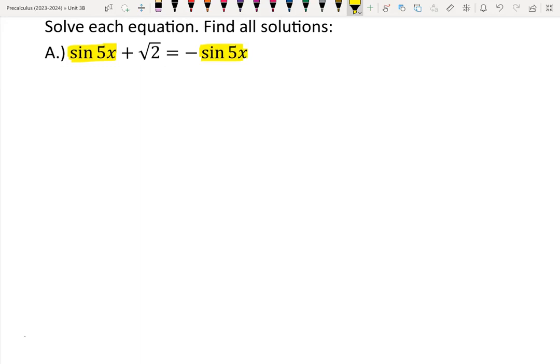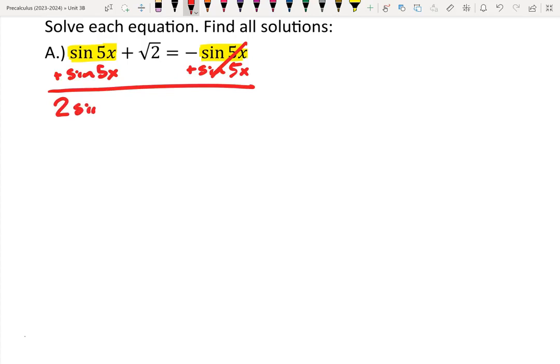So we're going to add the sine 5x that's over here to the other side. If I add sine 5x plus sine 5x, how many sine 5x's am I going to have? 2, right? It's just as if I had x plus x, which would be 2x. Sine plus sine, as long as the insides are the same, would be 2 sine. So I have 2 sine 5x plus square root of 2, and that all canceled out down to 0.